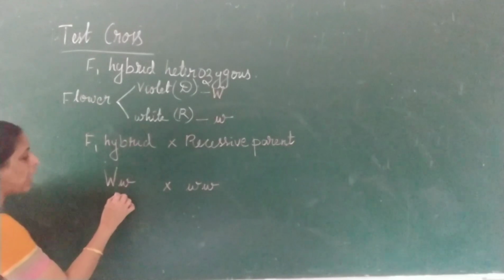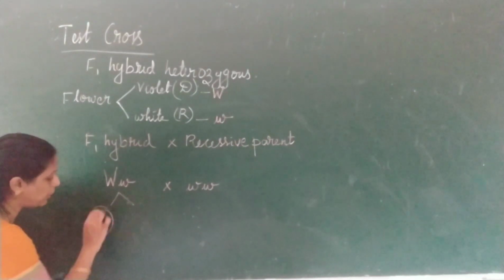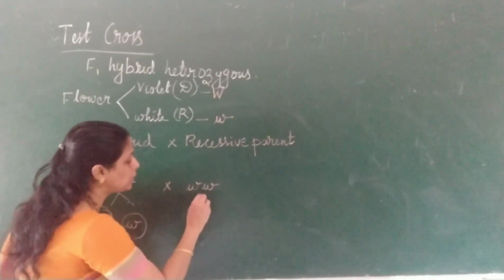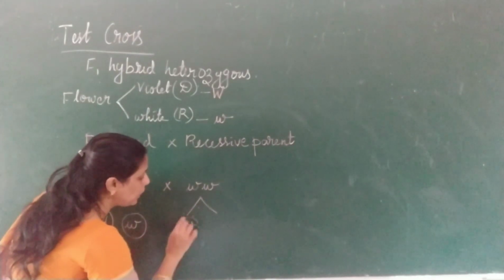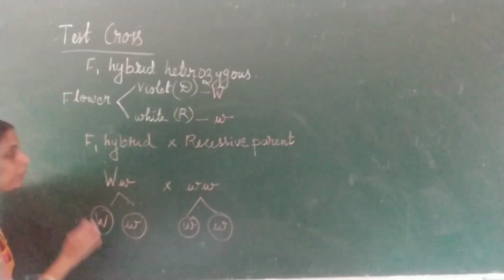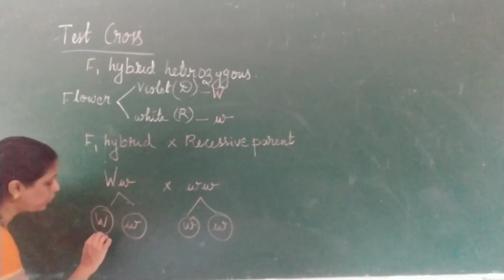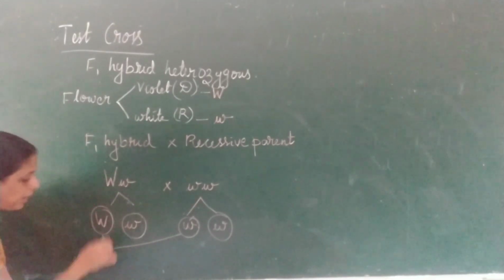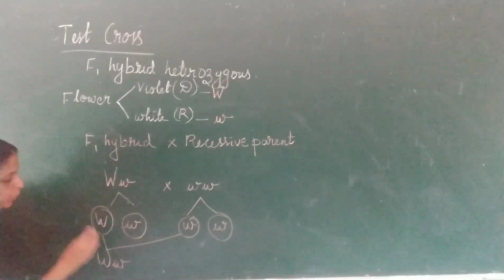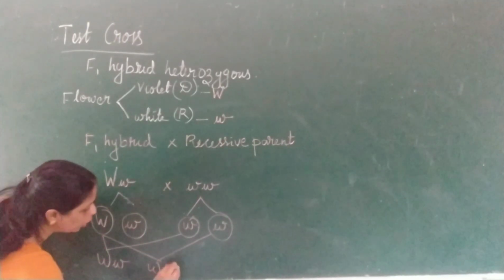So what will be the gametes produced? This one produces two gametes. Which are they? One will be capital W, another one will be small w. This one produces gametes of only one type, that is small w itself. Okay, so what will be the genotype of the progeny, the F2 generation? One will be capital W, small w. The second one will be again capital W, small w.